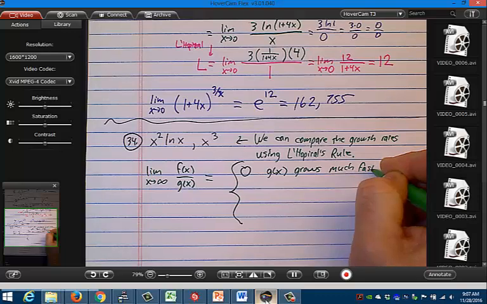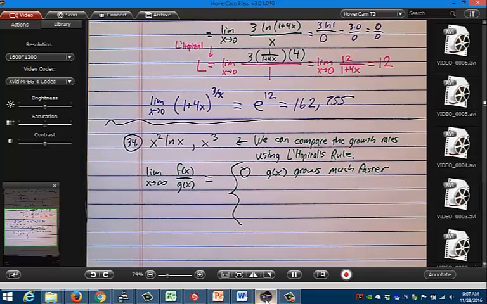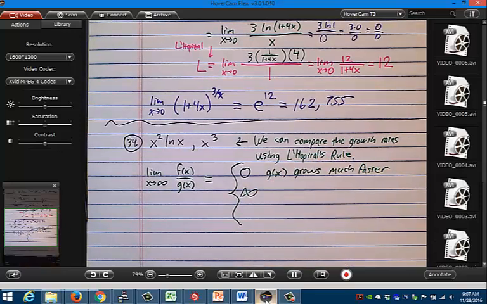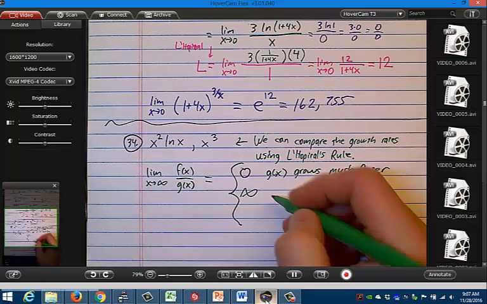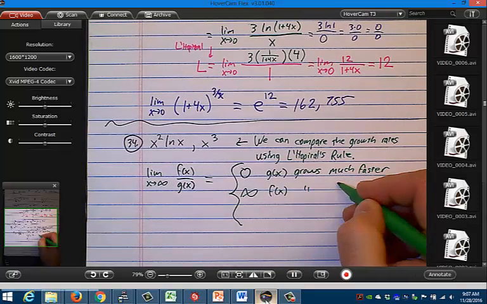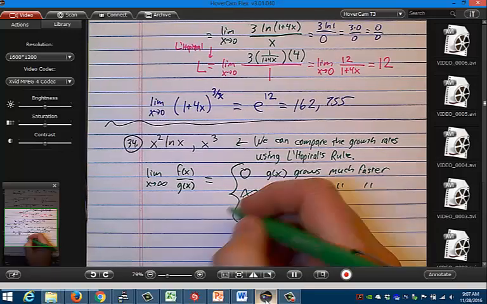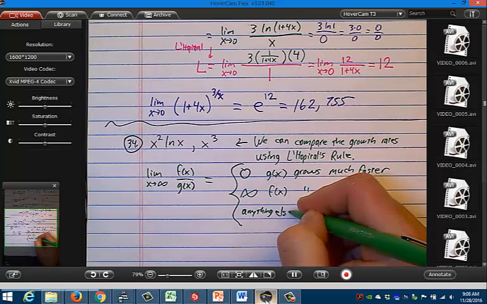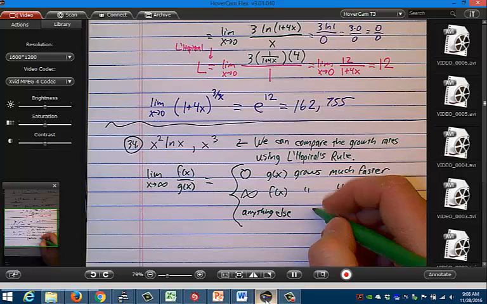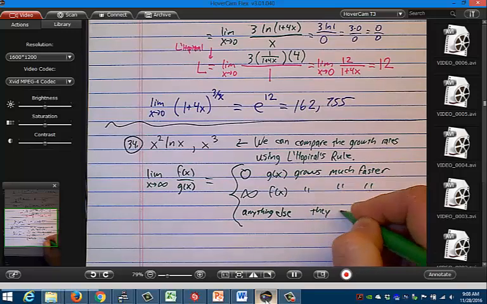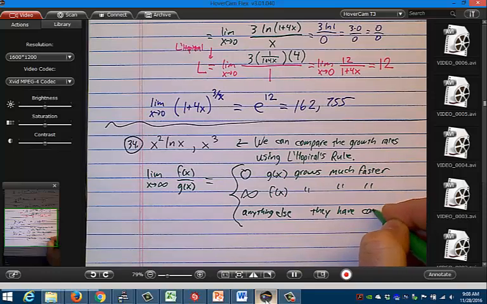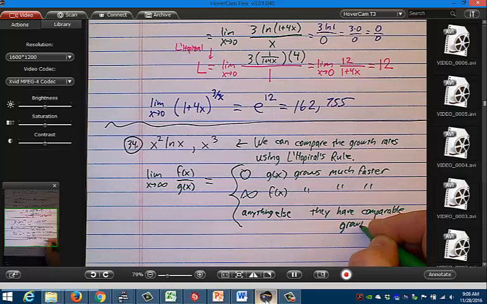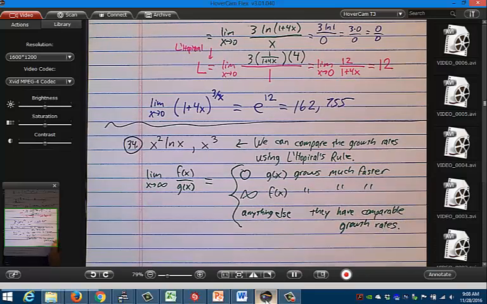If I get infinity, what would that tell me? f of x grows much faster. And if I get anything else, I don't care what the limit is, but if it's just some finite number, we say they have comparable growth rates. So that's the idea.